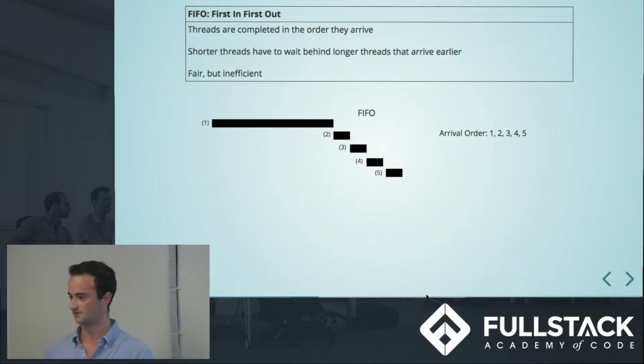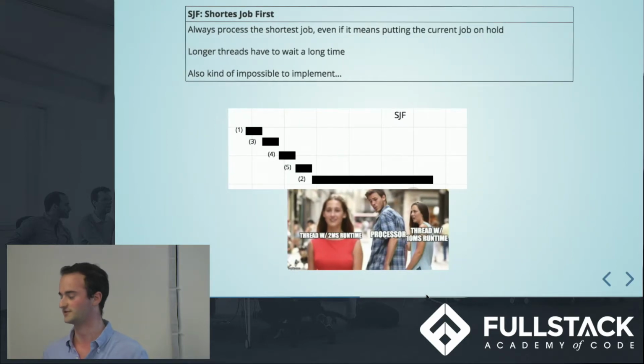To fix that problem, we have shortest job first, or SJF. What shortest job first is going to do is always process the shortest job available, even if that means kicking off a longer thread that's currently running on the processor, which you can kind of get an idea of from the little meme at the bottom.